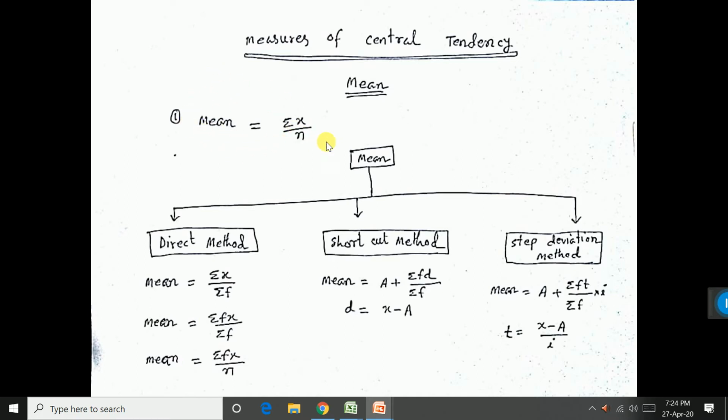calculated mean before. Now here you see, there are three ways we can calculate mean. One is direct method, another shortcut method, and another one is step deviation method. Let us now learn finding mean by direct method. Three formulas are there. Mean equal to summation x by summation f. Mean is equal to summation fx by summation f. Mean is equal to summation fx.